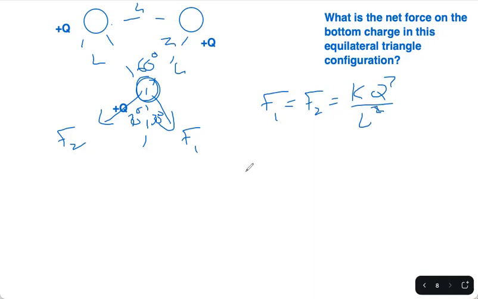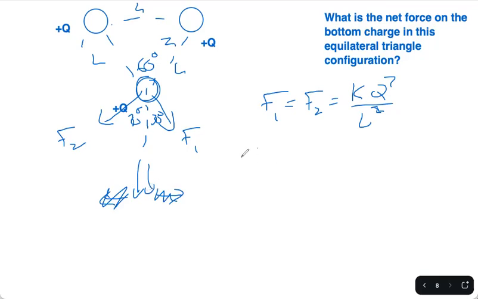Well, let's talk about now the directions here to find the sum of the forces. So what's the net force if I was to add them? Well, force 2 is going down and to the left. Force 1 is going down and to the right. Well, guess what? The left and the right components are going to cancel. So it's going to be down and down.